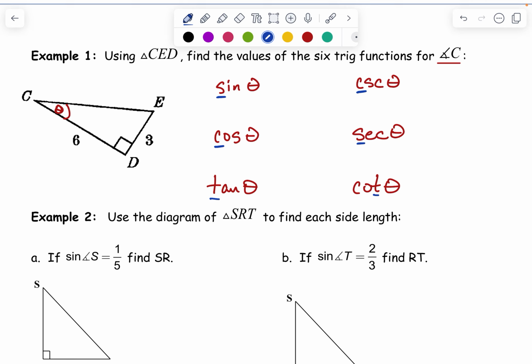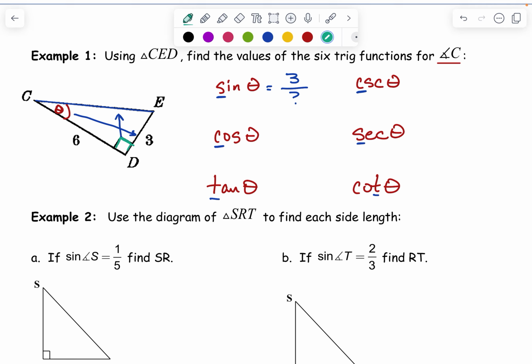Now, what we want to do is start with the sine. And if you remember SOHCAHTOA, our ratios, sine is the opposite side over the hypotenuse. Well, the hypotenuse is across from the 90. In this case, it's side CE. And we do not know what it is. So how do you think we could figure that out?